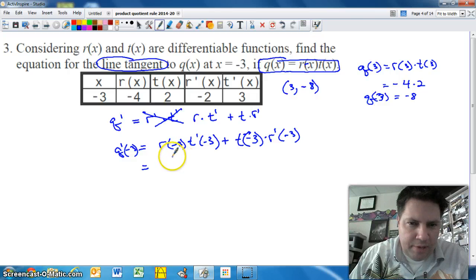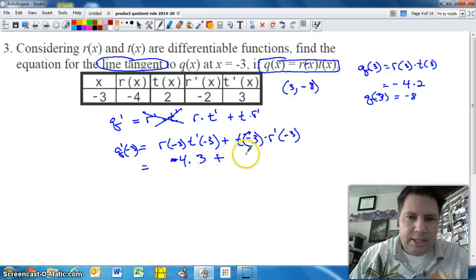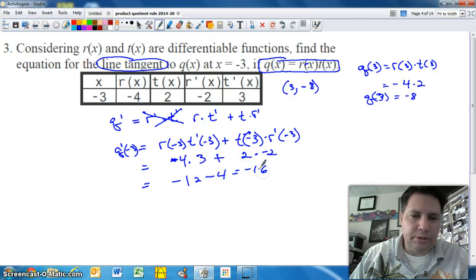R of negative 3 is negative 4, times t prime of negative 3 is 3, plus t of negative 3 is 2, and r prime is negative 2, and we end up with negative 12 minus 4, and we get negative 16 for a slope.